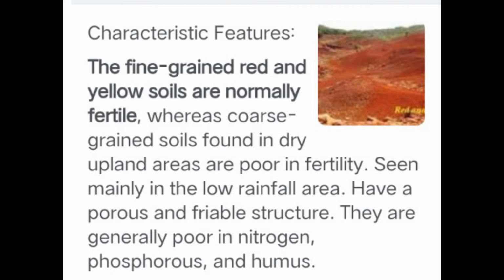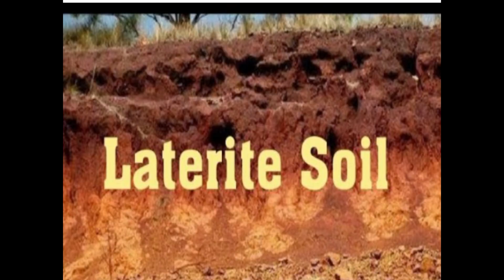They are seen mainly in the low rainfall areas. They don't have an excessive amount of water retaining capacity, or rather they have pores. Water can penetrate inside, and water availability is there, but the rainfall availability is less. They are generally poor in nitrogen, phosphorus, and also humus content.